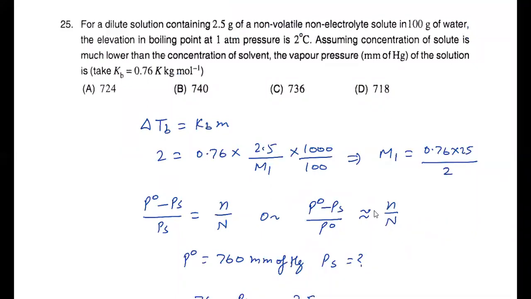Clear? The solution has an elevation in boiling point of 2 degrees Celsius. So for the same solution, we have to report the vapor pressure. So it must be 724 mm mercury because it is in the boiling state. That's why we'll consider the vapor pressure of the solvent as 760 mm mercury. Pure water boiling point is 100 degrees Celsius, and at 100 degrees Celsius, the vapor pressure of pure water is 760 mm or 1 atmosphere. Because at boiling point, vapor pressure becomes equal to external pressure.